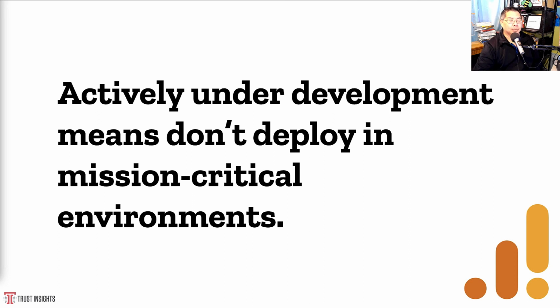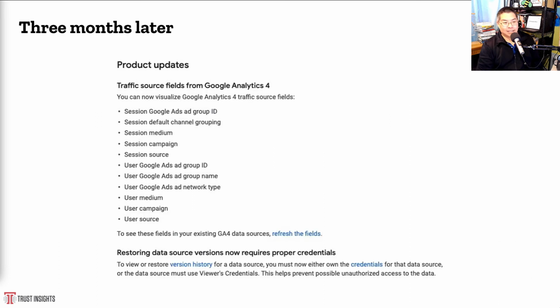And I say this because there were things like, for example, it took Google 3 months to put source and medium in the API so that you could use that in Data Studio. That's kind of a big deal, right? That is kind of a big deal. And the fact that it wasn't in there at launch was a little awkward. There are still a lot of challenges with things like e-commerce, for example.